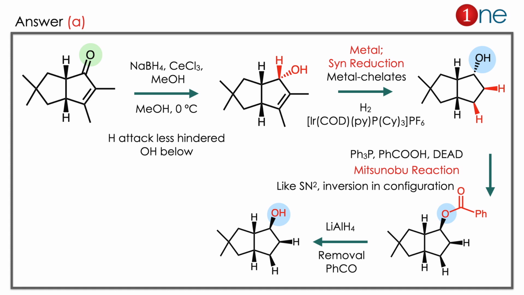Here you have to learn many things. One is Cram's rule. Cram's rule suggests hydrogen attacks the less hindered side. Second thing is the syn reduction by metals. Metals forming chelates always promote the syn reduction. The third thing is the Mitsunobu reaction. In the Mitsunobu reaction, the attacked carbon always gets inversion in configuration. The reagents are DEAD and phosphine and acid.